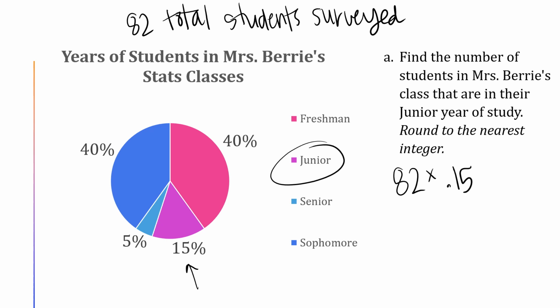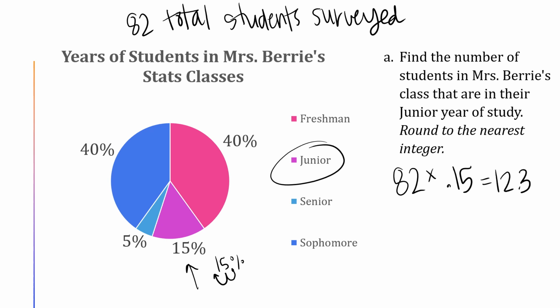So we take our 15%. The decimal's right after the 5. It's not written there, but it's understood to be after the 5. And then we move it 2 places to the left, and that gives us the decimal version of that percentage, 0.15. 82 times 0.15 is 12.3.